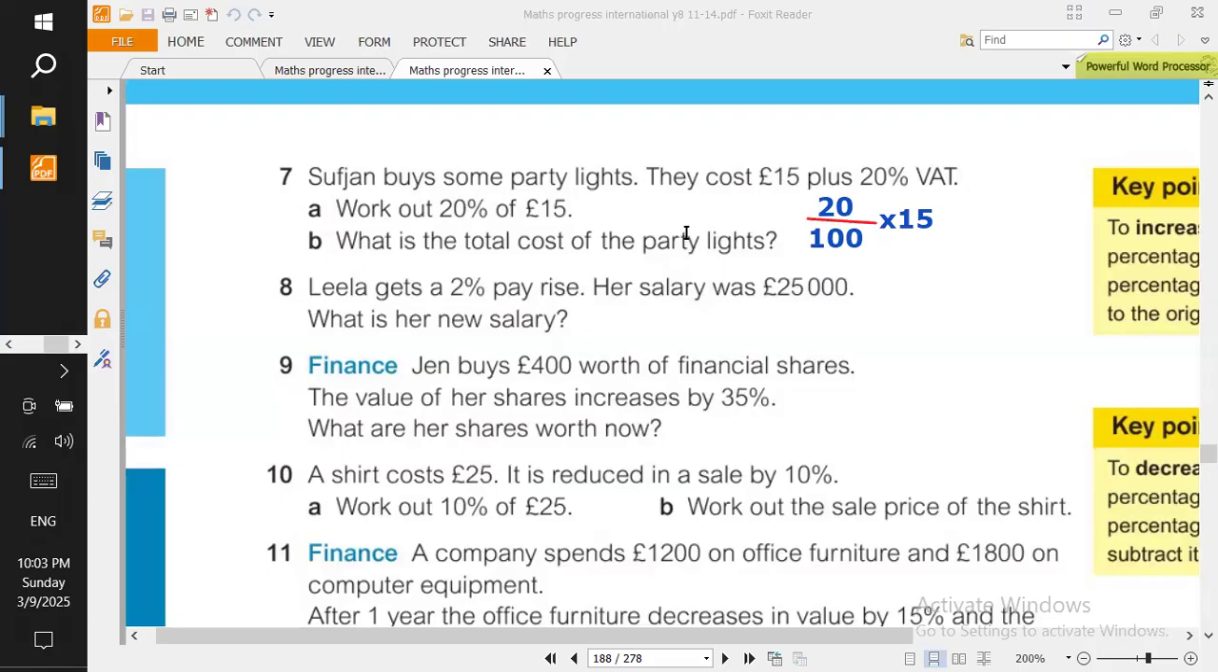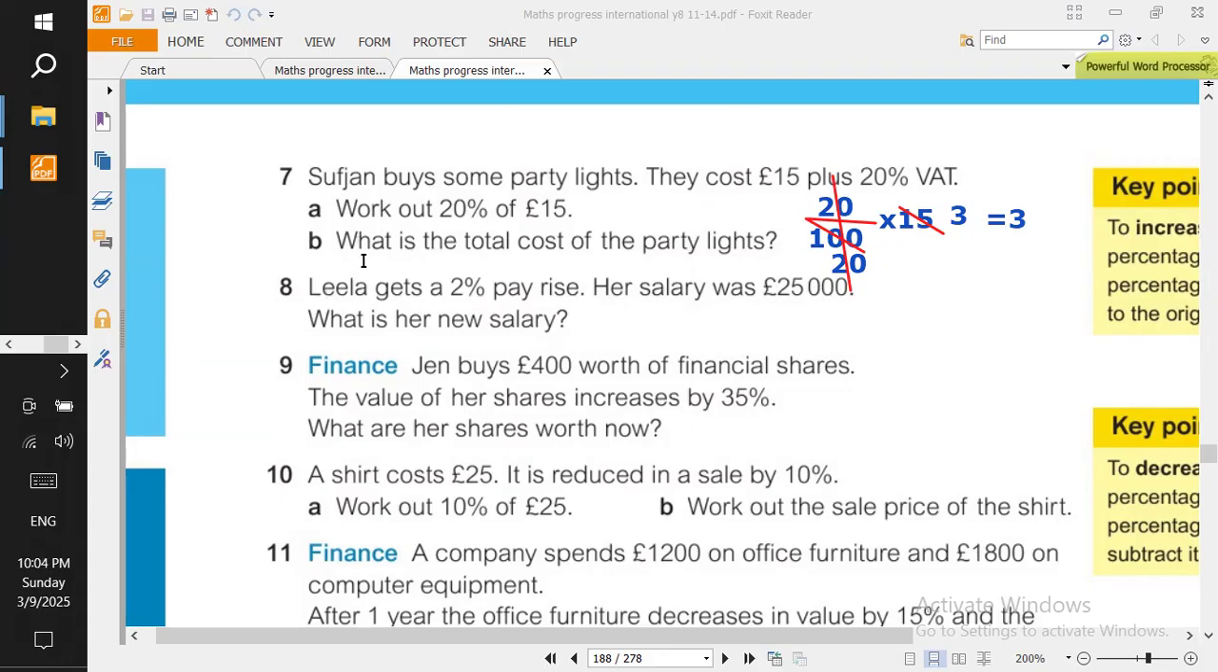Now we can simplify by dividing. I can divide this by 5 and divide this by 5. So this one by 5 will equal 3, and then 100 by 5 will equal 20. So 20 divided by 20 will become 1, and then we multiply 1 by 3, so the answer is 3. Basically, you can use the calculator to do that, but it's better to work out these calculations on our own. So 20% of 15 is £3.